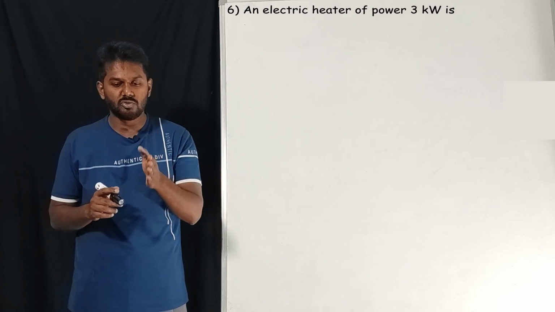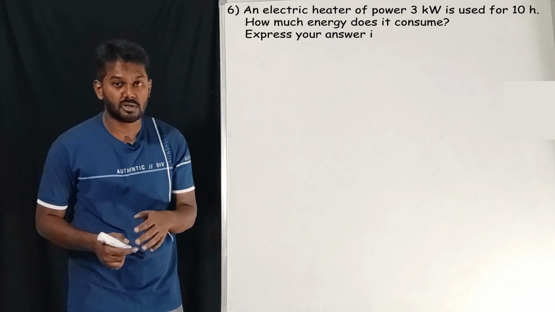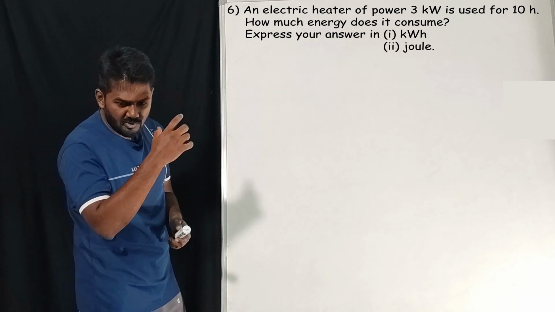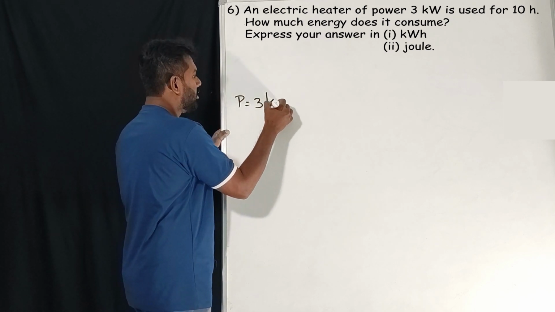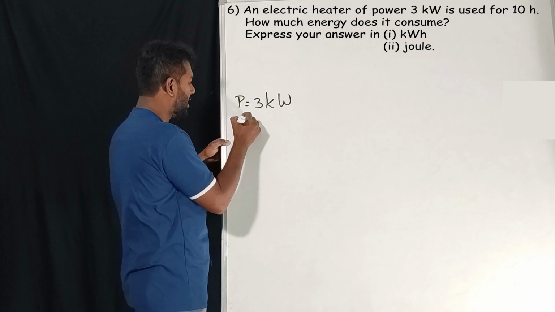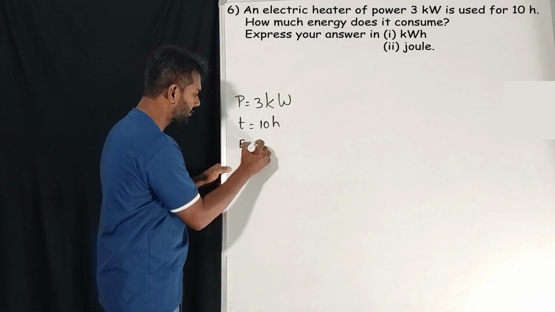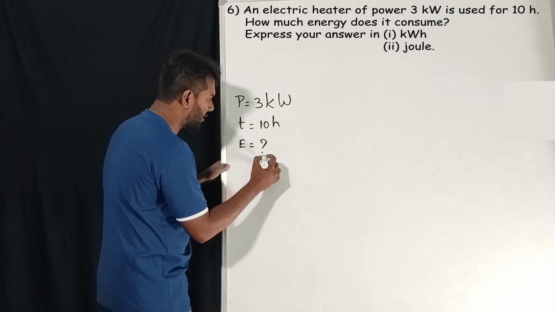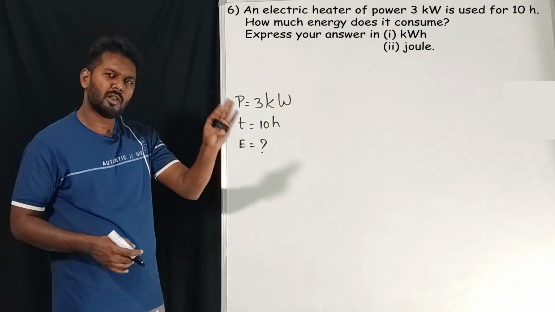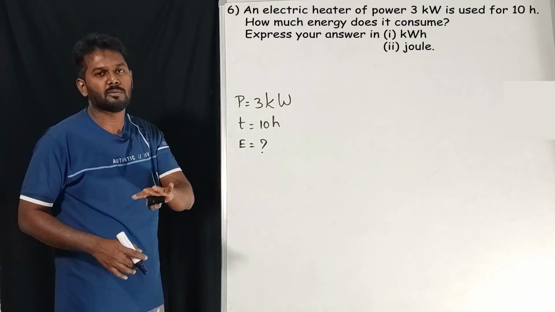Question number 6. An electric heater of power 3 kilowatt is used for 10 hours. How much energy does it consume? Very simple question. In this question there is a hint. First we will write the given data and understand it. Power is given as 3 kilowatt. Next, time is given as 10 hours. Then we have to find the energy in terms of kilowatt hour and joule. First we will find the answer in kilowatt hour. Whatever value we get from the formula will be in kilowatt hour only. Then we will convert that value into joules.